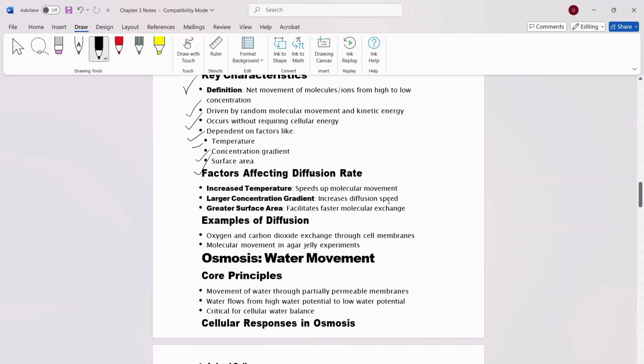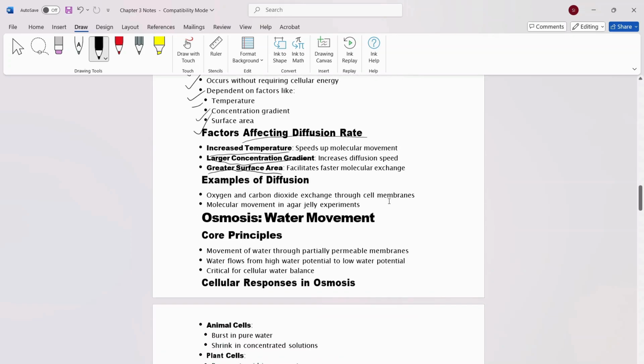Factors affecting diffusion rate. What are the factors that affect diffusion rate? Increase in temperature speeds up molecular movement. Larger concentration gradient increases diffusion speed. And then greater surface area facilitates faster molecular exchange. Some examples of diffusion: oxygen and carbon dioxide exchange through cell membranes. Molecular movement in a jar jelly experiment.